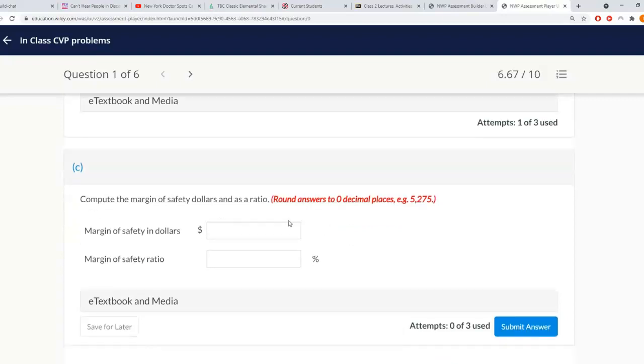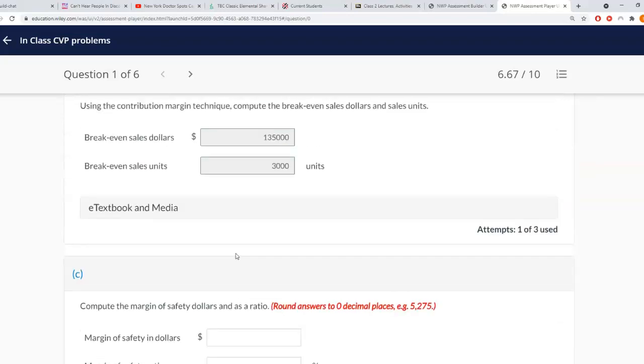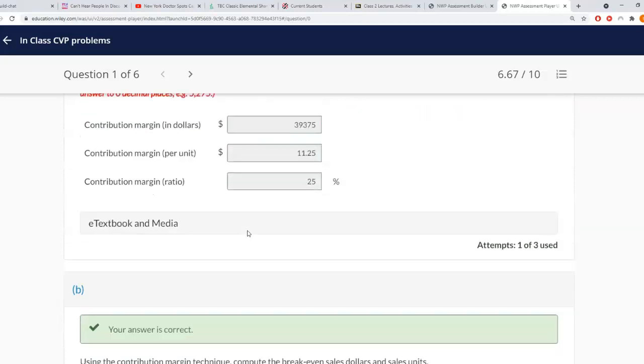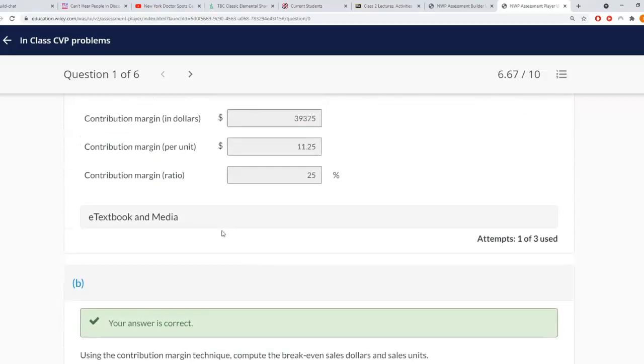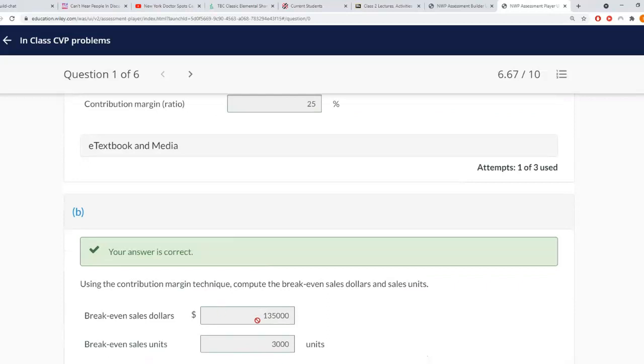All right. Now they want the margin of safety. So I need to know what sales. I compute the margin of safety in dollars and as a ratio. All right. So I know what my break-even is in dollars. Okay, what's my break-even? The break-even, Doctor, is 135,000. Right. What's my sales now?